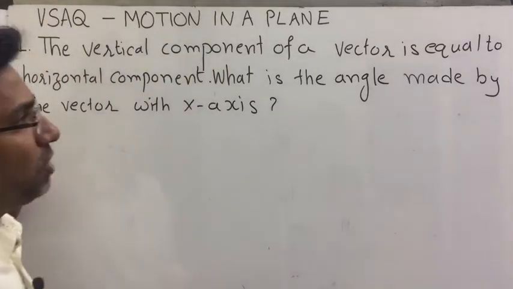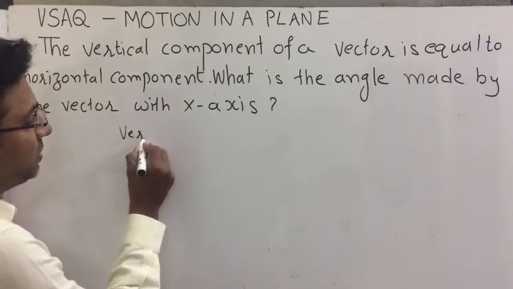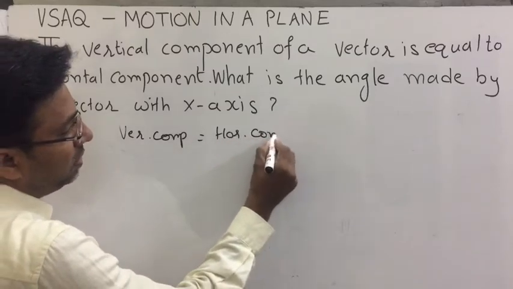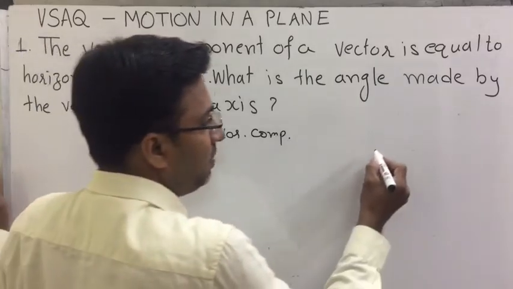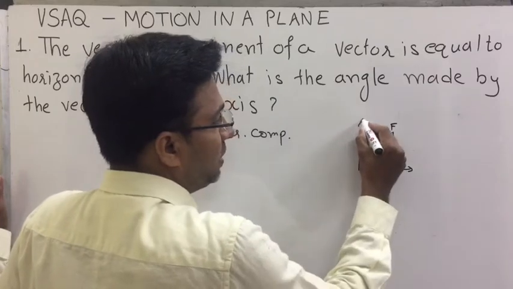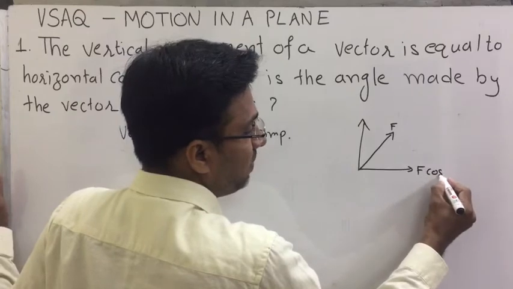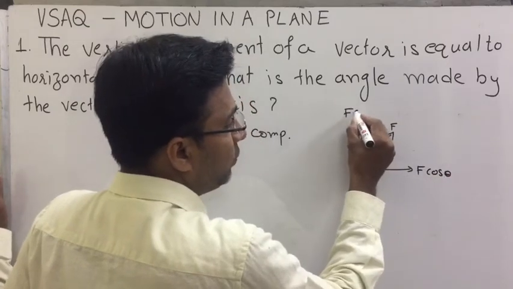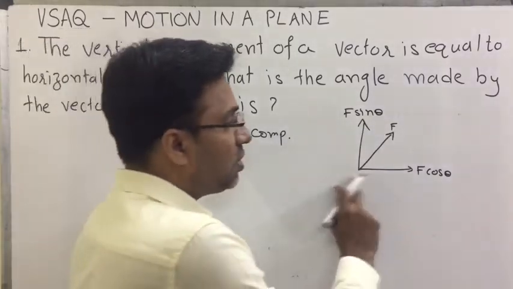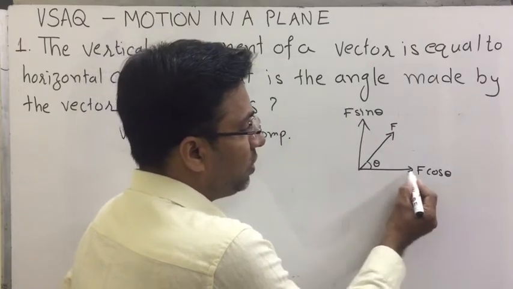The vertical component of a vector is equal to the horizontal component, that is given. For example, F is a vector and it has two components. This is horizontal, this one is vertical. So the horizontal component is F cos theta and the vertical component will be F sin theta. So this you have to remember: horizontal component F cos theta, vertical component F sin theta, when theta is along the x-axis.